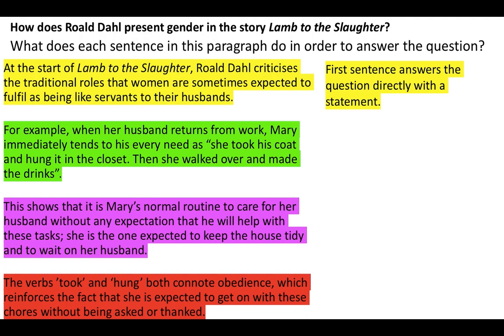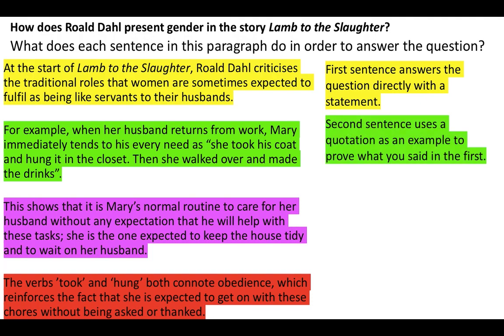He thinks that's a negative thing. My second sentence is my quotation. So remembering this quotation has to prove the first sentence. So this is really my evidence to explain why and justify why my first sentence is true.